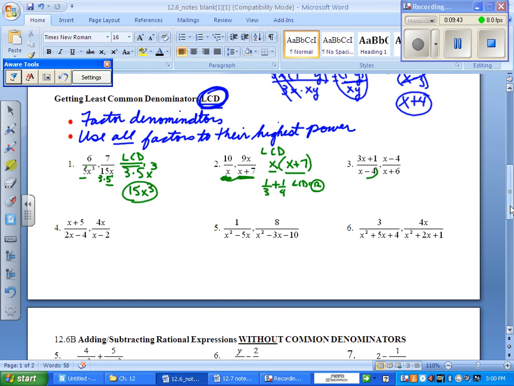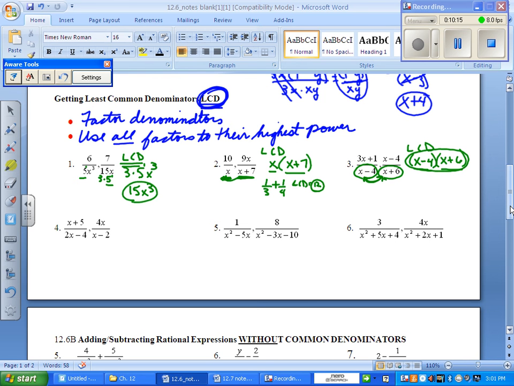Next one, looking at these two denominators, they're already factored. There's no factoring them any further. And the least common denominator will be the product of them. There is no way to multiply the x minus 4 to get you to an x plus 6, and there's no way to multiply the x plus 6 to get you to an x minus 4. So to get to the least common denominator, you'll multiply the two denominators by each other. Leave them in factored form. Do not FOIL this out.